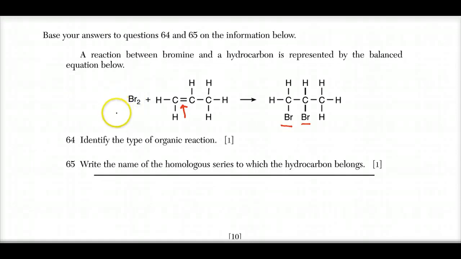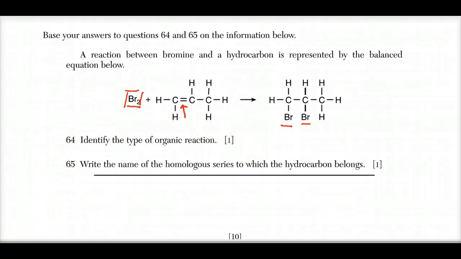You could also call it halogenation or bromination. These are some weirder names. Halogenation we talked about in terms of adding halogens, the group 17 elements, to the chain. In any case, the best answer is going to be an addition reaction.